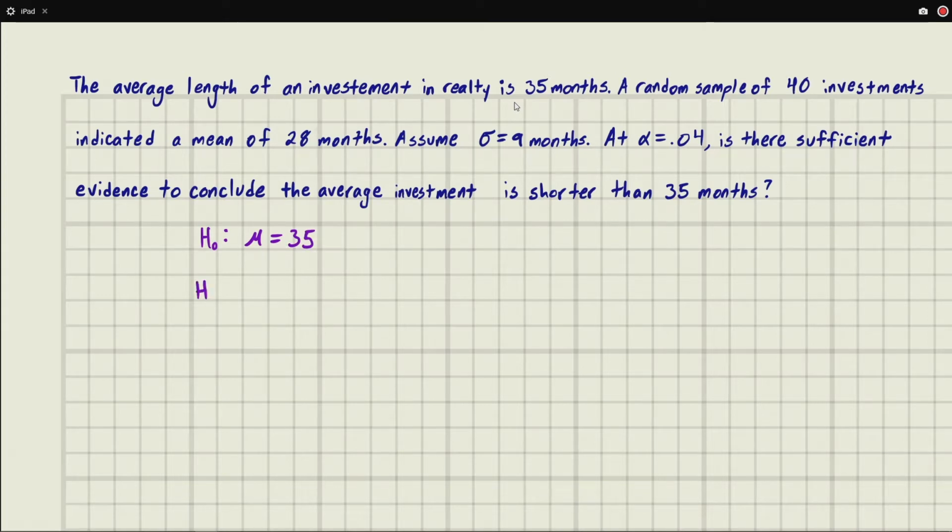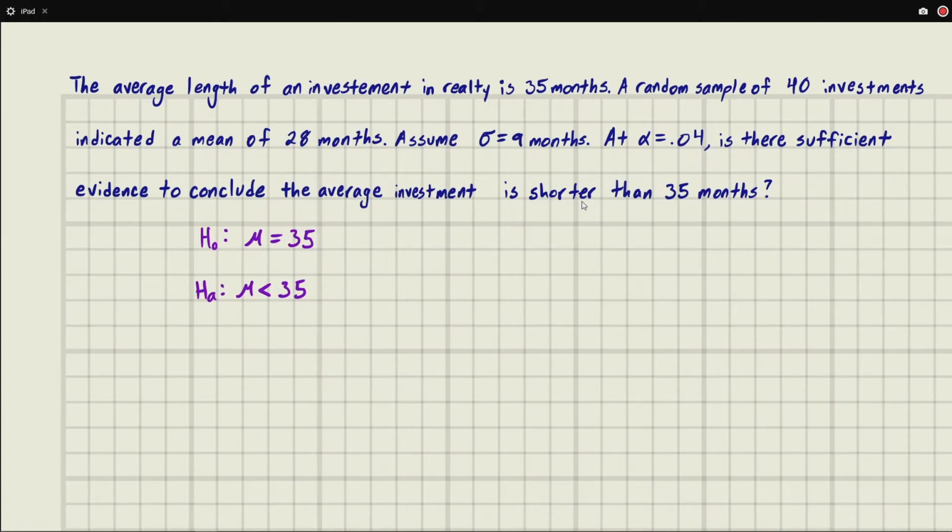The alternative hypothesis is either going to be that it's not this, or we're going to have something more specific about it. So if we look here at the end, it says to conclude the average investment is shorter than 35 months. So we think it's shorter. That's our alternative. So we say that the mean is actually less than 35, or 35 is bigger than the mean. It's not actually 35.